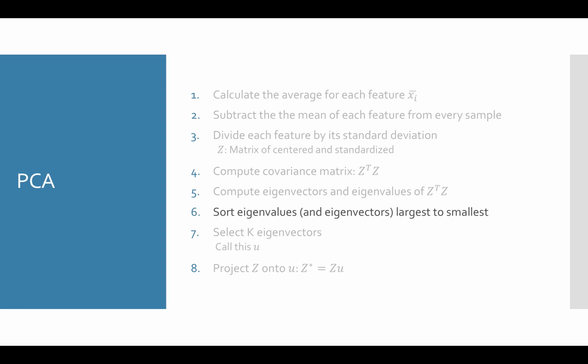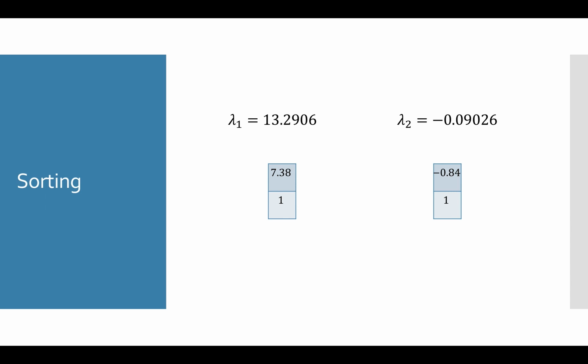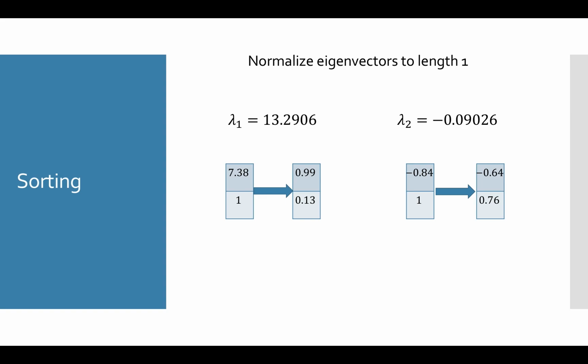So we're going to sort the eigenvalues and eigenvectors from largest to smallest. The largest eigenvalue is obviously lambda 1, and we're going to take that vector. We need to standardize these, we need to normalize these, remember? So we're going to make them length 1, and in doing so, v1 becomes 0.99, 0.13, and v2 becomes negative 0.64, 0.76.